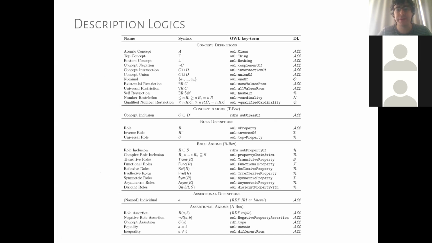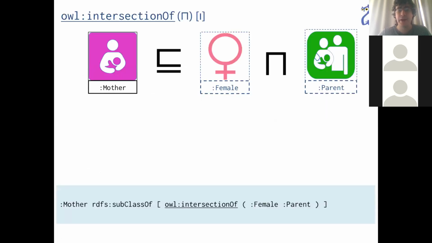So some logical symbols. If you've seen first order logic, some of these would be familiar too, or even set theory. So for example, this is an intersection symbol. What this means here is subclass. And what we're defining is that mother, a new class that we're defining, is to be the subclass of this new class, which is defined to be the intersection of female and parent. Okay, so we say if something is a mother, then it is both a female and a parent. So this symbol here refers to subclass, this one here to intersection of classes.